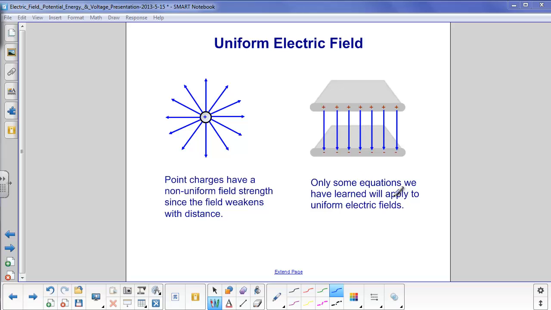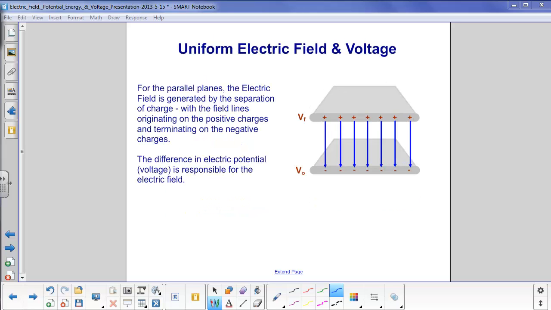Now, only some of the equations we've learned will apply to these uniform electric fields, and we'll actually come up with a new one that just applies to a uniform electric field. For the parallel planes, the electric field is generated by the separation of charge, with the field lines originating on positive charges, just like in the case for a single charge, and terminating on a negative charge. The difference in the electric potential between these two plates is responsible for the electric field.